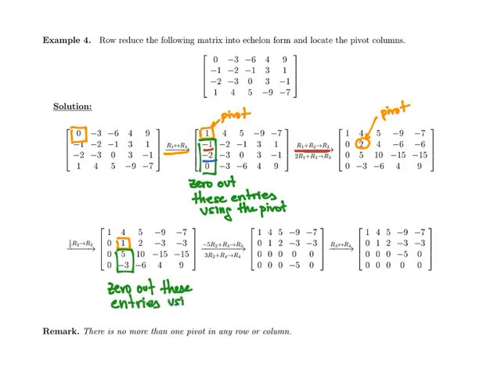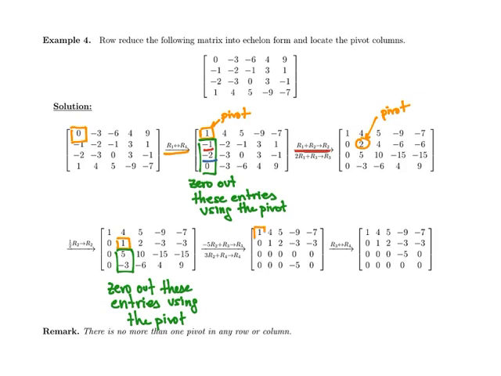Using the pivot above it. And to do that, same process I did before: take the opposite of the value, multiply it by the row with the pivot, and add it to the row that we're trying to zero out. And that's our new row. So -5 times row 2 plus row 3 would be our new row 3. 3 times row 2 plus row 4 would be our new row 4. And we get this matrix out when we do this.